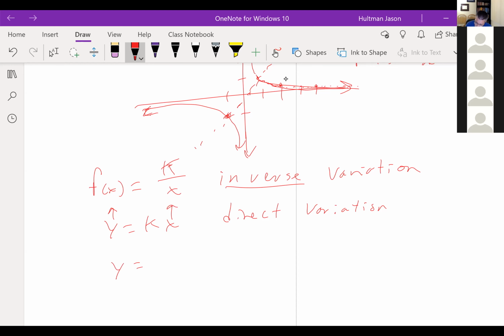If I have y equals k/x, then if x goes up, what happens to y? As x goes up, as we divide by a bigger number, what happens to y? It decreases, it goes down, exactly. As x goes up, y goes down. So this is inverse variation.